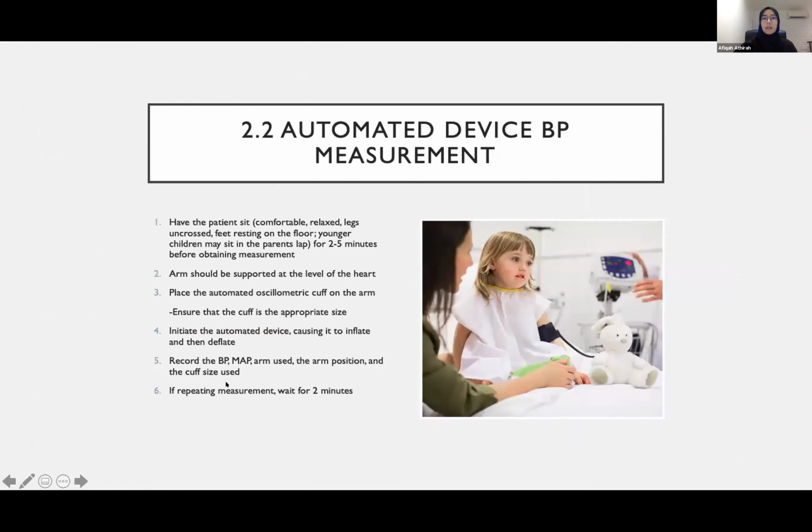Okay, next, automated device BP measurement, which we usually use in a clinical setting because it's easier and more direct. Again, we have the patient sitting comfortable and relaxed. The position of the arm is very important, at the level of the heart, and we place the cuff on the arm. Again, the size should be appropriate, and we start the machine and wait until it gives us a reading of the systolic and diastolic BP. I record the BP like just now, and if we need to repeat, wait for another 2 minutes before we start again.